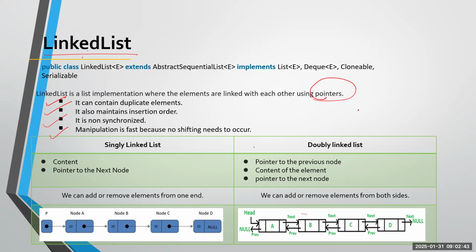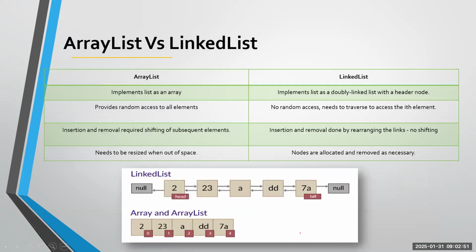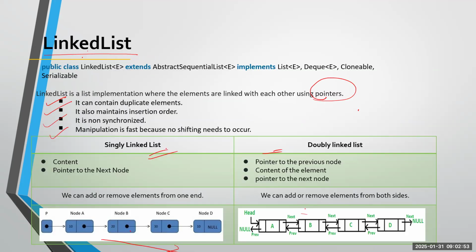So there are two types of declaration you can see, singly linked list and doubly linked list. Singly means we can travel in one direction only. Correct? Doubly means you can see we are able to travel in both directions. Correct now, everyone? So generally we can add and remove elements from both ends. And here in a singly linked list we can add and remove elements only from one end.